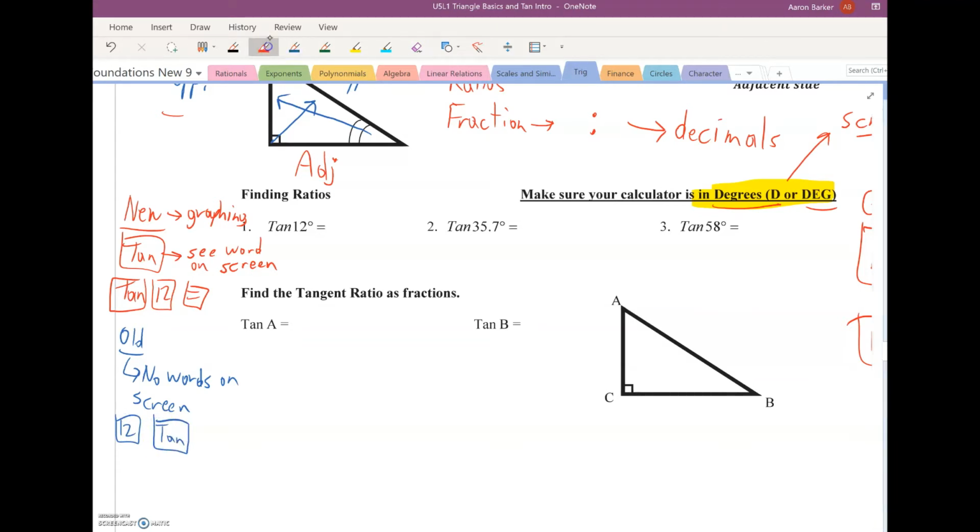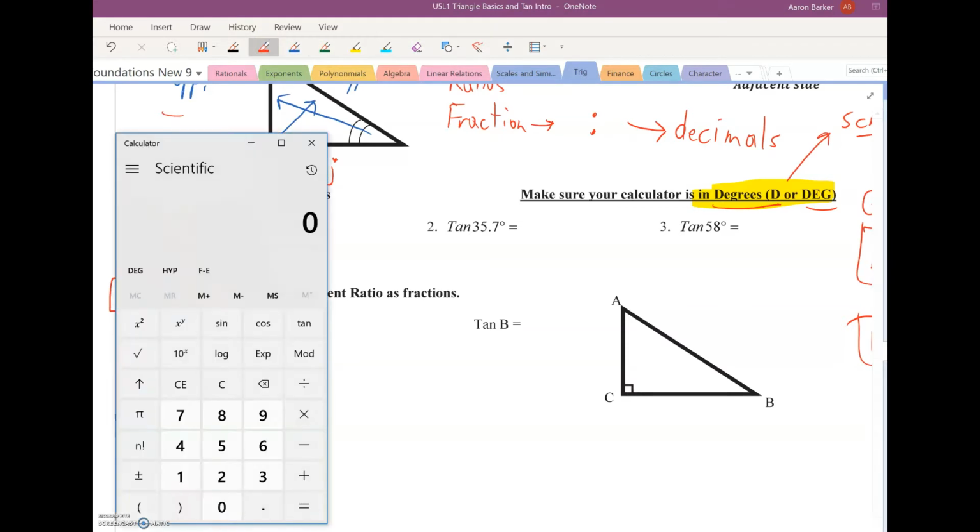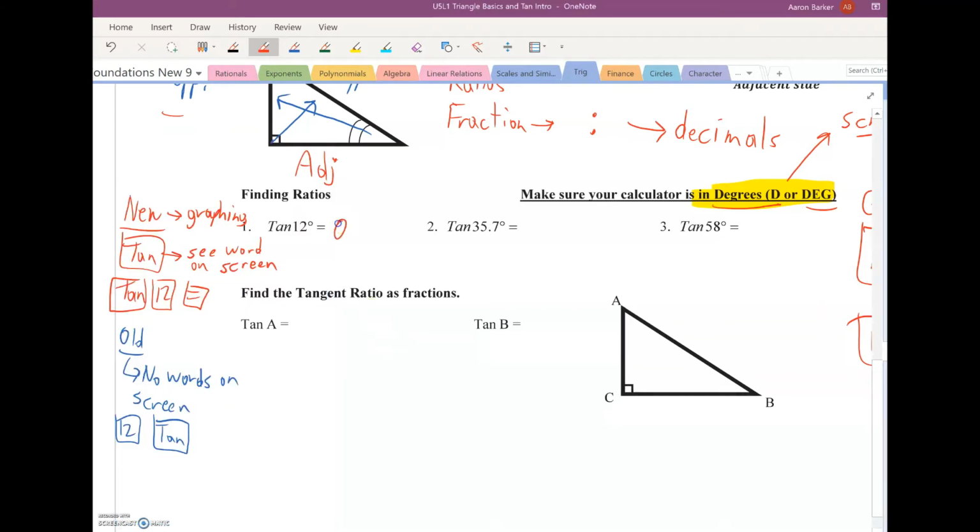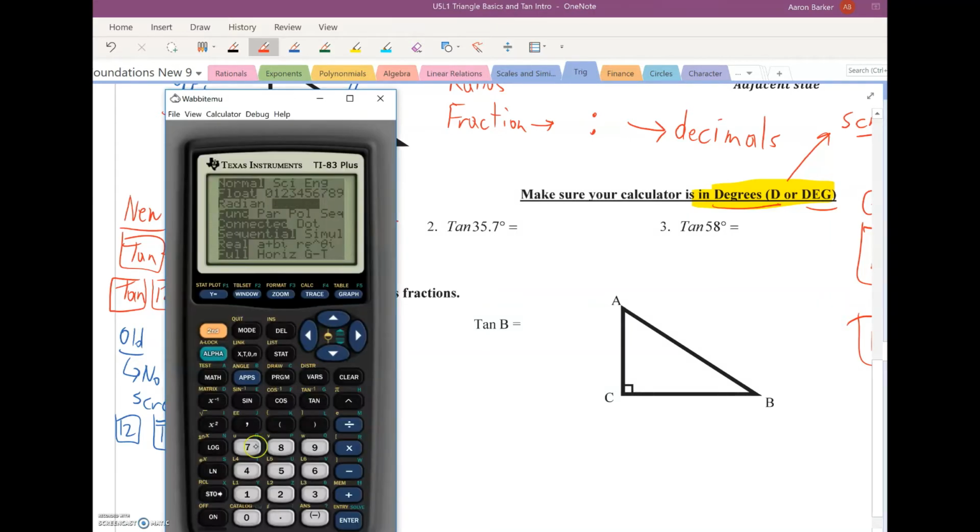You actually don't need to press equals. So let me show you real quick. This is the old school one. I press 12, I press 10, and I write down 4 decimals and stop. So it'll be 0.2125.